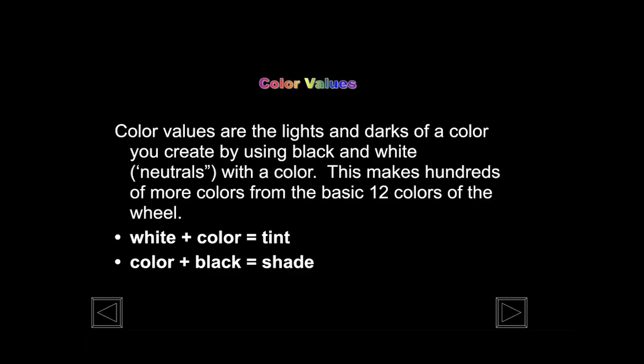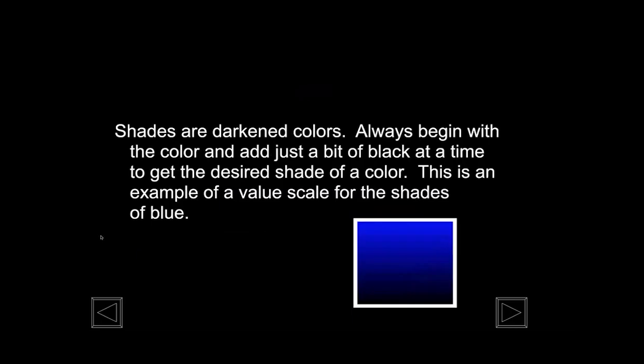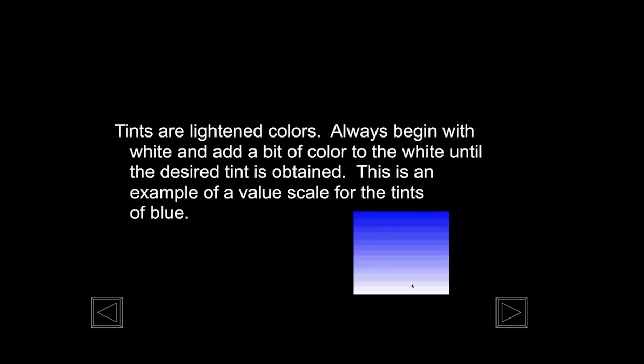So just some terms that you should know if you go on to take maybe a painting class or something like that. If you add white to a color, that's called a tint. If you add black to a color, it's called a shade. The tints are going to be lighter. As you add white, it's going to get lighter, and as you add black, it's going to get darker toward black.